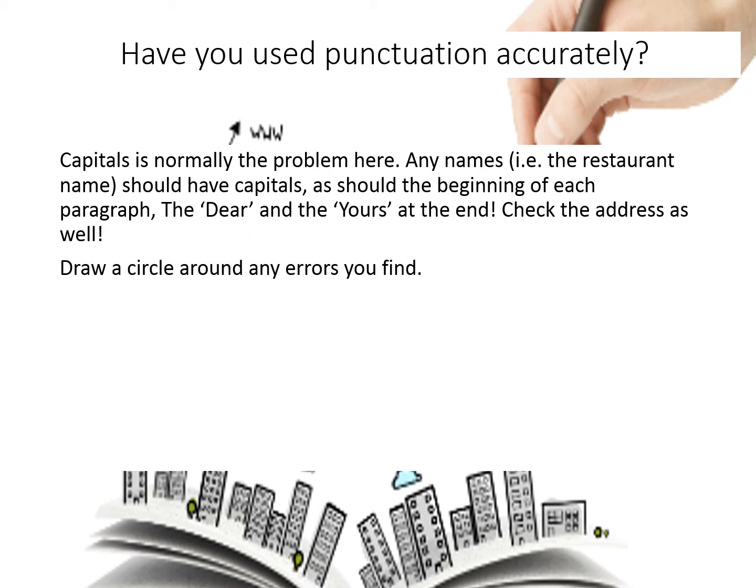Next up, punctuation. Have you used a range of punctuation within your response? Have you shown off that you can use question marks, brackets, semicolons, colons? As you can see on the screen, I'm also mentioning capitals. This is normally a real issue with letters. You've got to use them correctly in the address, the dear sir at the beginning, the yours sincerely at the end, and any names you've used throughout. So just double check all your capital letters are accurate. Remember, this is an English test, so that basic form punctuation should be absolutely correct.